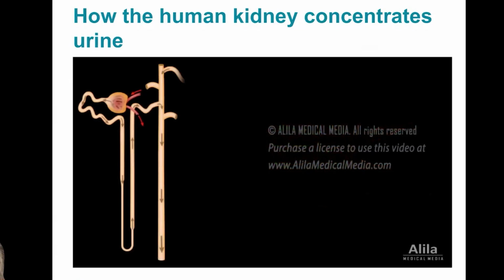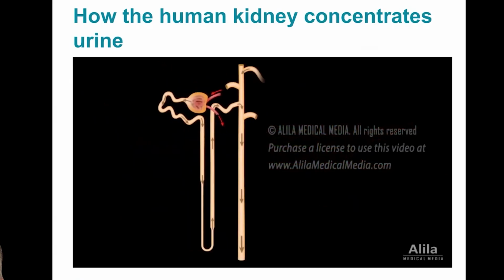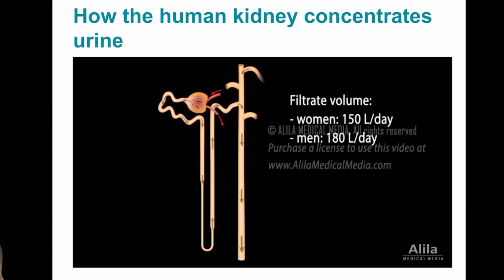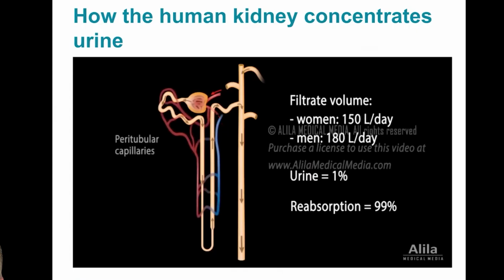In a healthy person, the total filtrate volume amounts to between 150 and 180 liters a day. However, only about 1% of this is excreted as urine. The remaining 99% is reabsorbed back to the blood as the filtrate flows through the long renal tubule. This is possible because the efferent arteriole, after exiting the Bowman's capsule, branches out to form a network of so-called peritubular capillaries, which surround the renal tubule.